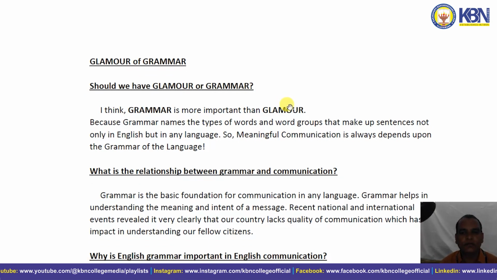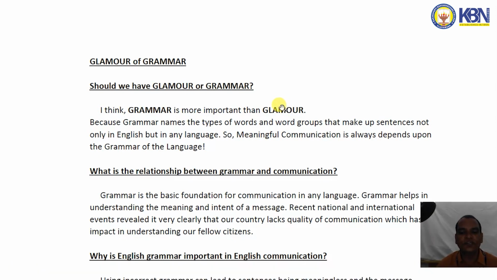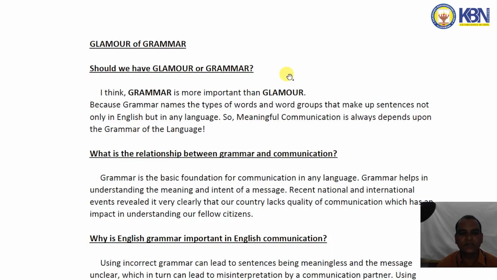And what is the second question? The second question is, what is the relationship between grammar and communication? Grammar is the basic foundation for communication in any language. Grammar helps in understanding the meaning and intent of a message. Recent national and international events revealed very clearly that our country lacks quality of communication, which has an impact on understanding our fellow citizens.